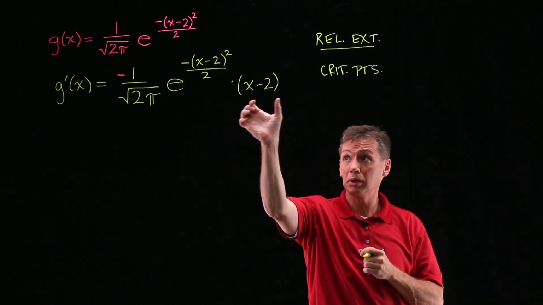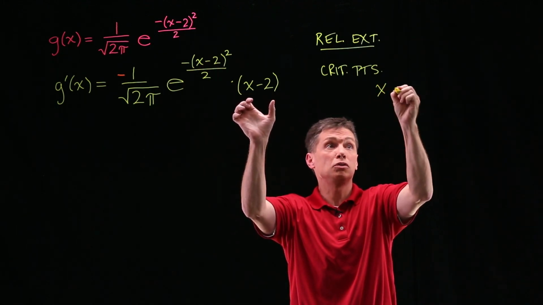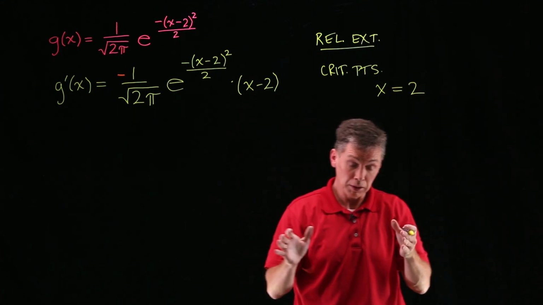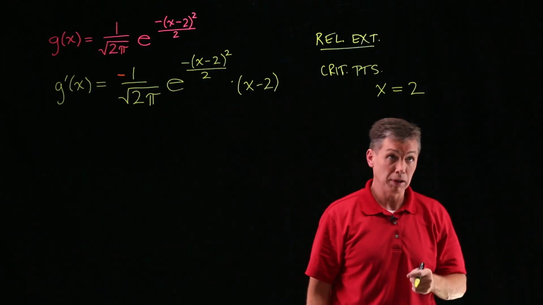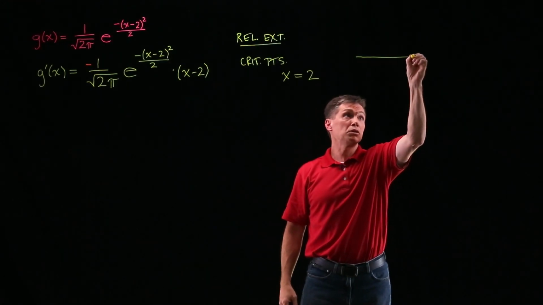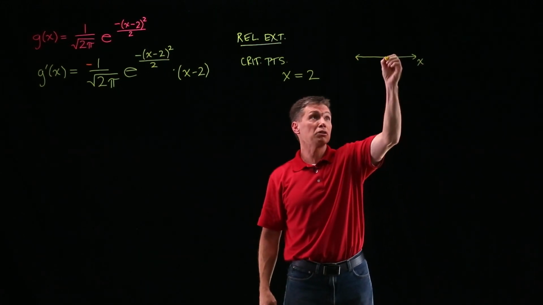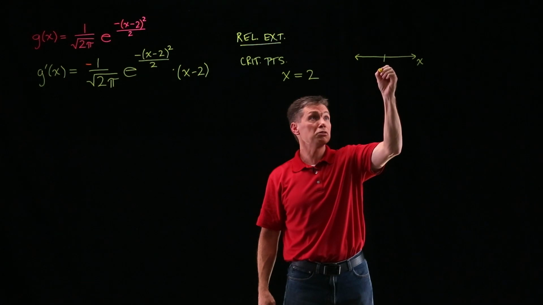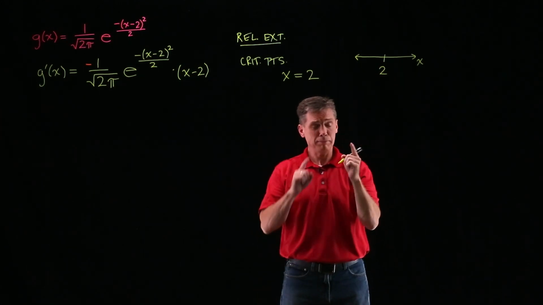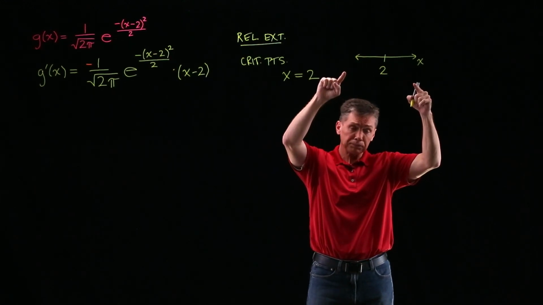The only critical point comes from the third chunk, x equals 2. That's the only place the derivative can equal 0. Okay, all that thinking just for that one value of 2. Now what I do with that is, if you're remembering your first derivative test, I like to visualize it on a number line. Plot that critical point, that x value of 2, and then you test on either side of the interval.